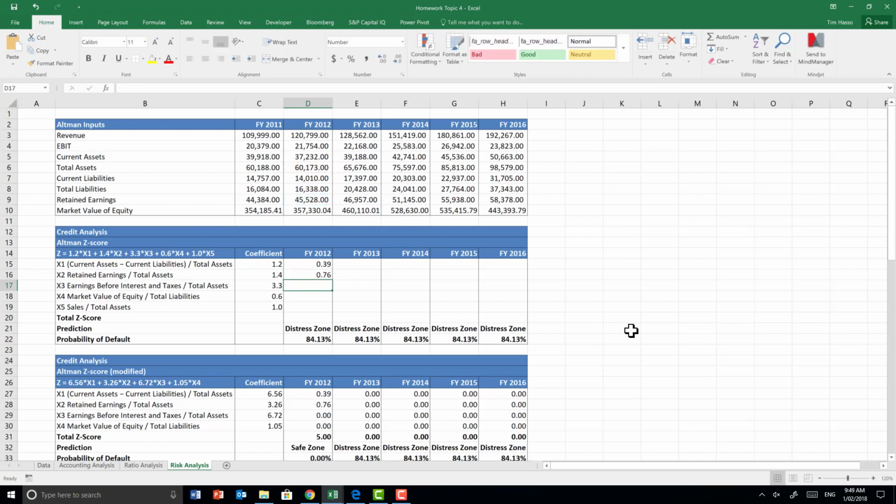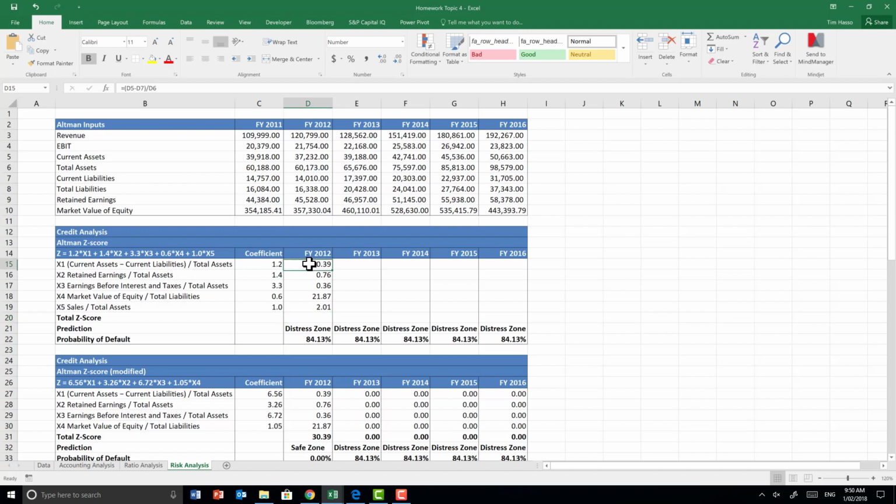Earnings before interest and taxes divided by total assets is the next one. So EBIT is in cell D4 and divided by total assets, and again cell D6. We then have market value of equity divided by total liabilities, and market value of equity, and we divide it by total liabilities. And then finally we have sales divided by total assets. And in this case, sales is exactly the same thing as revenue, and divided by total assets. Press enter and it's 2.01.